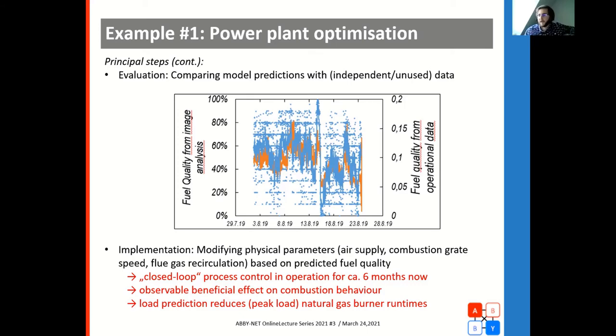So for around 6 months now, we got an industrial plant running with this setup under closed loop conditions, which means that the process conditions are indeed determined by our camera system and not only by the PID standard process control system. We are currently in the phase of economic evaluation of the setup, but we can already state that there is indeed an observable beneficial effect on the combustion behavior, and it could also be shown that stabilizing the biomass boiler's operation reduced the operational times of the peak load boiler, which is also situated at the same plant.